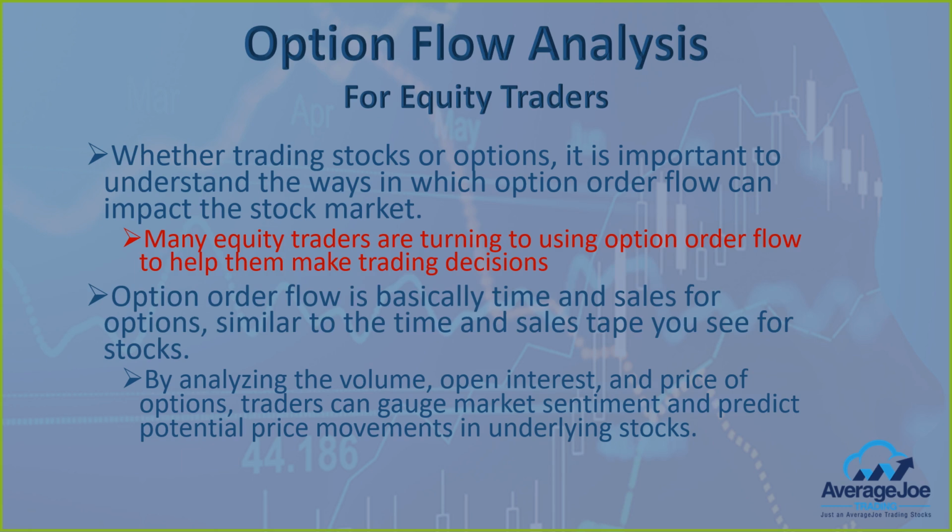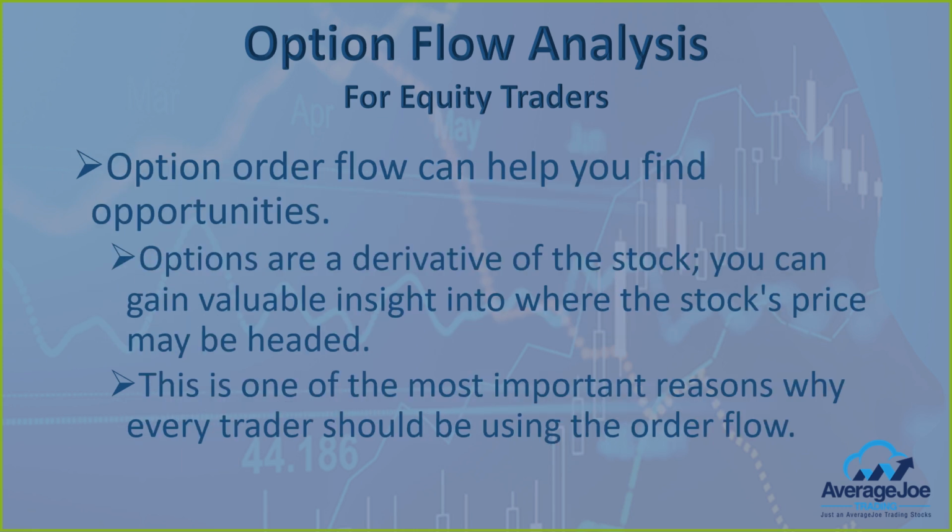Option flow basically is time and sales for options. It's similar to the time and sales tape that we see for stocks. Now, the argument has always been with level 2. Level 2 is not showing orders that have been executed. It's only showing orders that are pending.